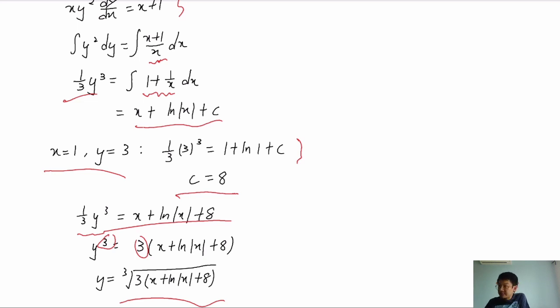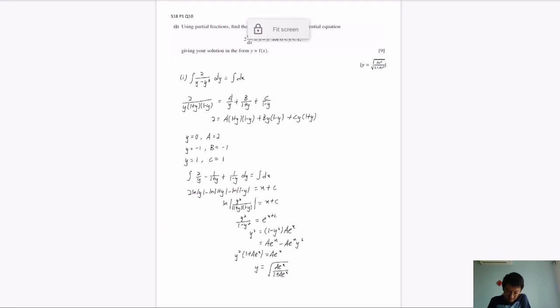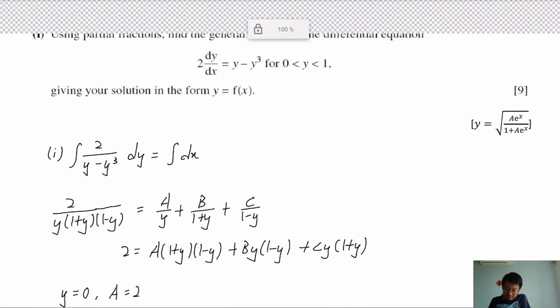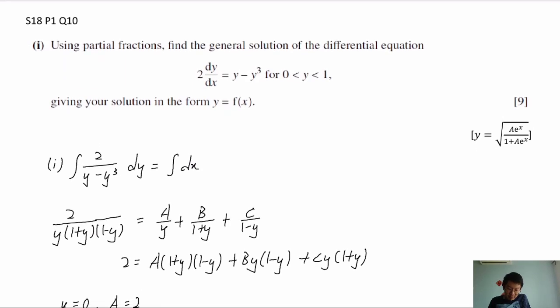So that is for this question. Okay, let's look at the next one. For this one, using partial fractions, find the general solution for this differential equation.